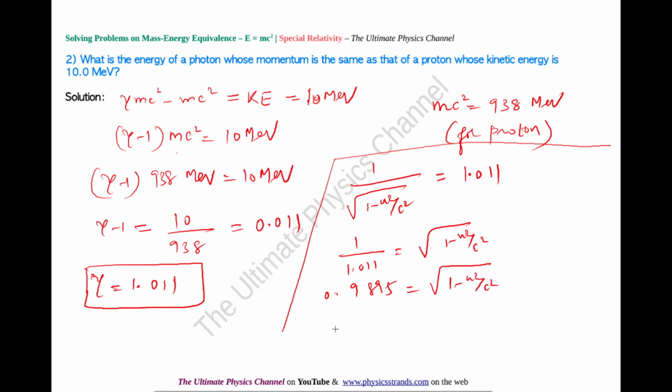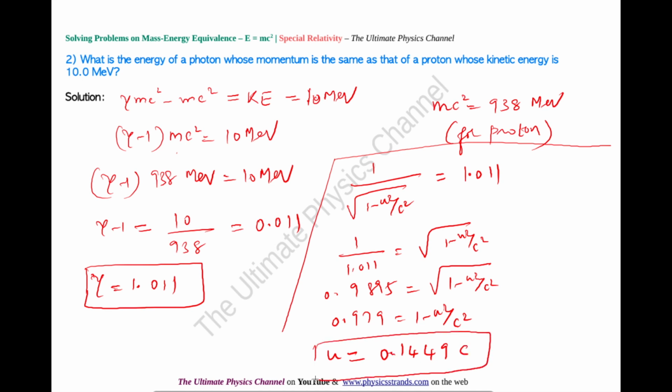In the next step, if I square this up, I get 0.979 is equal to 1 minus u squared over c squared, and therefore I get finally u as 0.1449 c. So that is the velocity with which the proton is moving, because here the kinetic energy, what is the energy of a photon whose momentum is the same as the proton whose kinetic energy, this is a proton kinetic energy that we have used here to calculate the velocity of the proton.